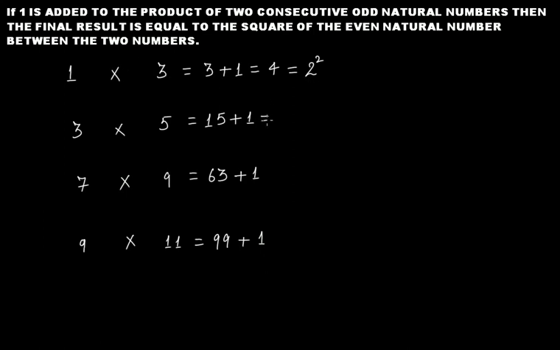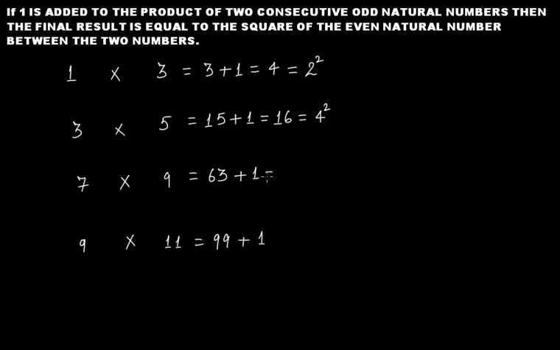Same thing, this is 15 plus 1. This gives you 16. What's 16? 16 can be written as 4 squared. That is, this is the square number of 4. What's 4? 4 is the even natural number that comes between these two consecutive odd natural numbers, that is 3 and 5.